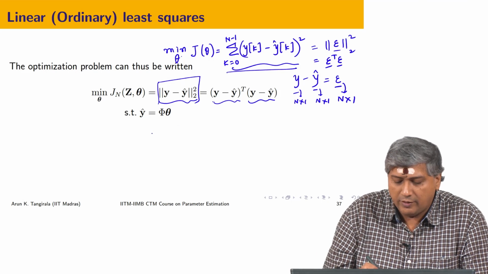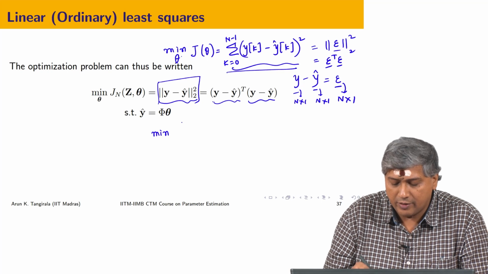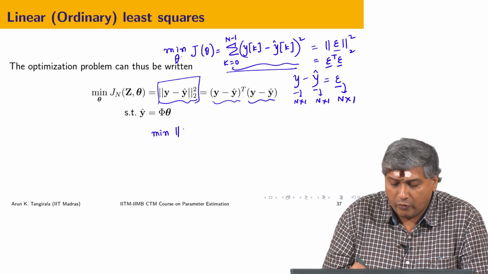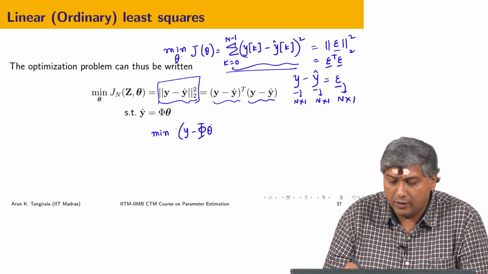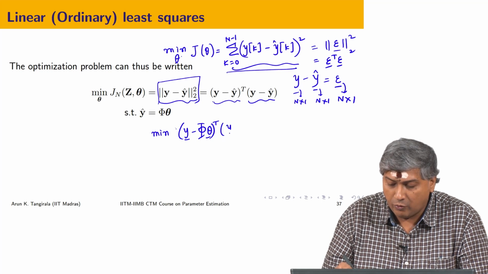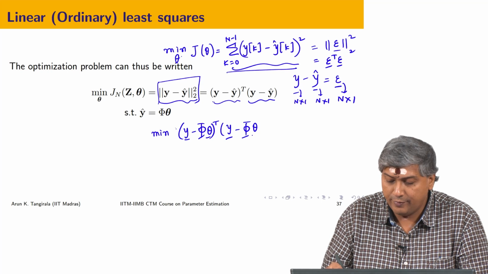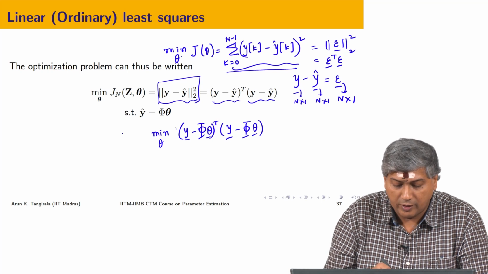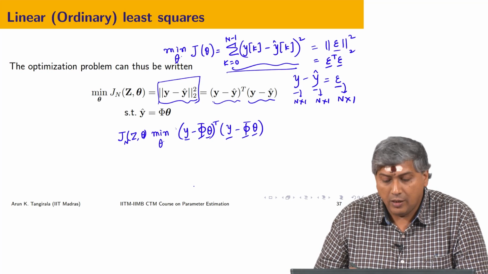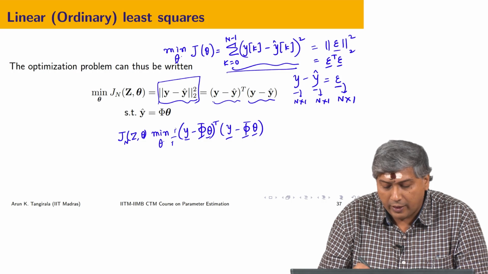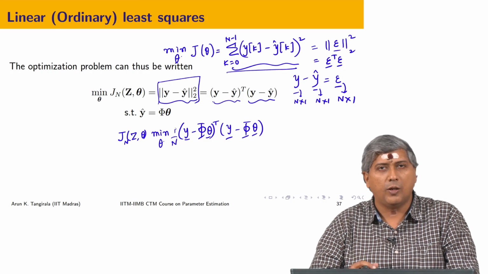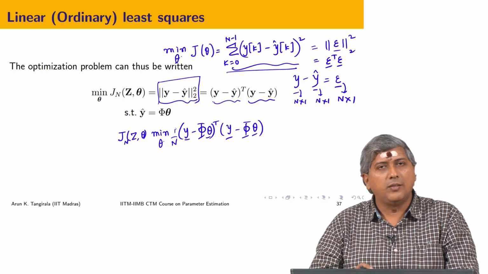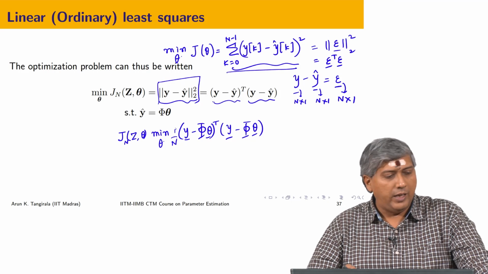Of course, you can still simplify directly and say minimize, in certain textbooks you will see y minus phi theta transpose times y minus phi theta, find theta. This n is to indicate that I have n observations. Sometimes you may also see a 1 over n here in certain textbooks, but that does not change the solution at all. It only changes the value of the objective function, scales it, but does not change the solution in any way.